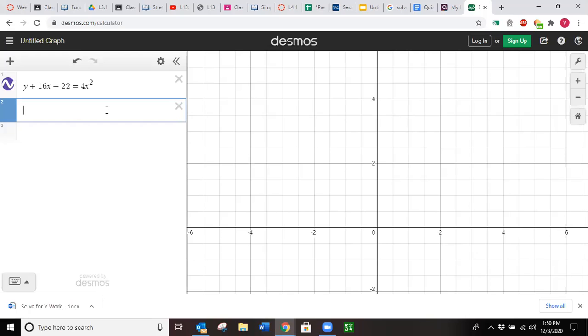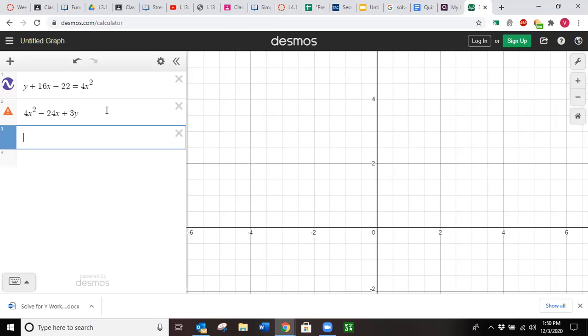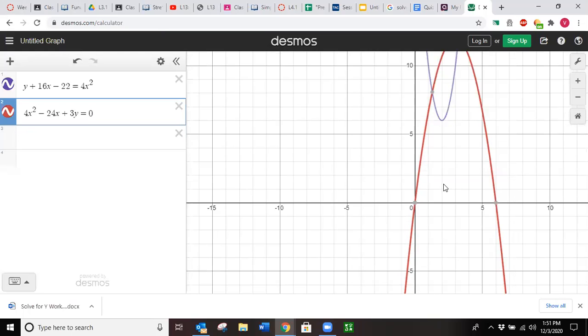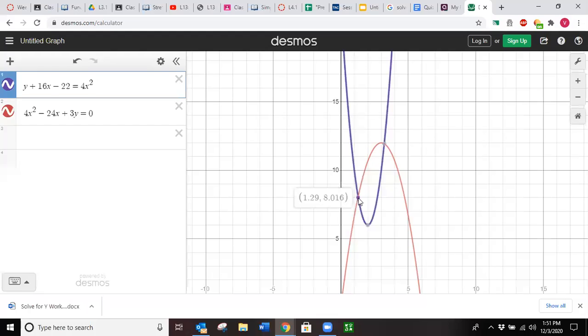And then my next one was the 4x squared minus 24x plus 3y. Oh, why isn't it letting me graph it? 4x squared minus 24x plus 3y. Oh, there we go. My bad. Okay, so what do we see here? We see my two solutions, right?